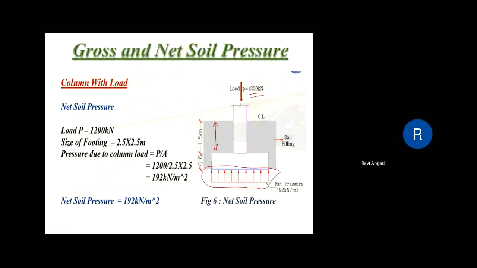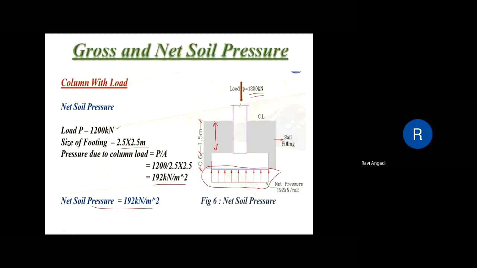So here the load is coming 1200 kilonewton, size of the footing is 2.5 by 2.5. Then the load by area gives you the soil pressure. That soil pressure is called a net soil pressure. I hope it's understood, all of you. In net soil pressure, I have not included the soil pressure as well as the self weight of the footing.